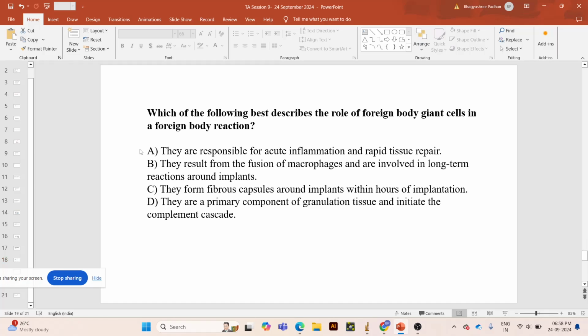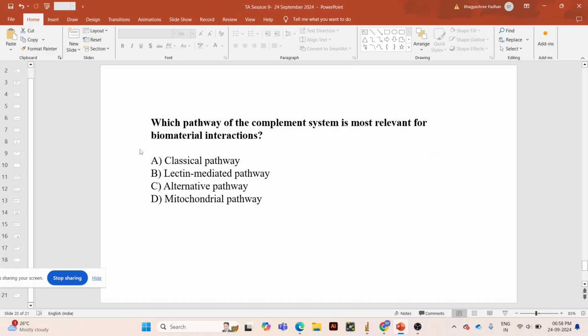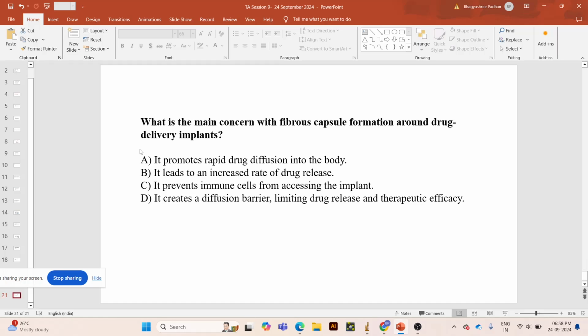Which of the following best describes the role of foreign body giant cells in a foreign body reaction? So here option B is the correct answer. They result from fusion of macrophages and are involved in long-term reactions around implants. Next question was: which pathway of the complement system is most relevant for biomaterial interactions? Here the correct answer would be alternative pathway. What is the main concern with fibrous capsule formation around drug delivery implants? Here the correct answer would be it creates a diffusion barrier limiting drug release and therapeutic efficacy.